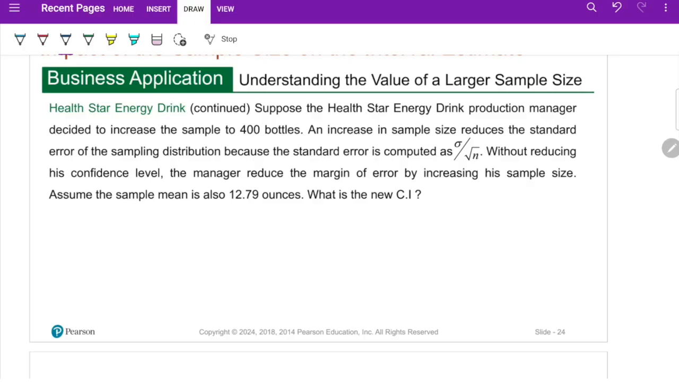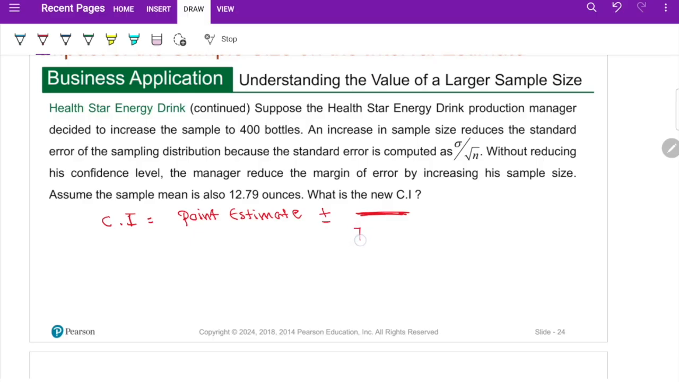Maybe as a marketing manager or as an operation manager here, you decided to do something else. What is it? Because you know that the confidence interval contains two parts. This is a point estimate, plus minus the margin of error. This is the margin of error. The margin of error contains two parts.